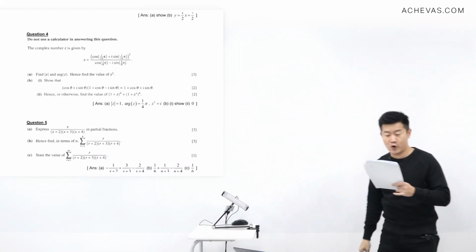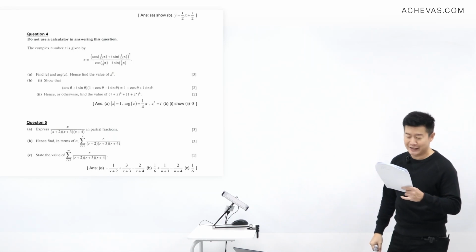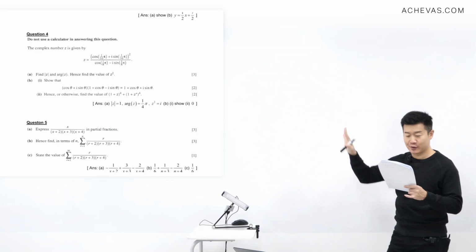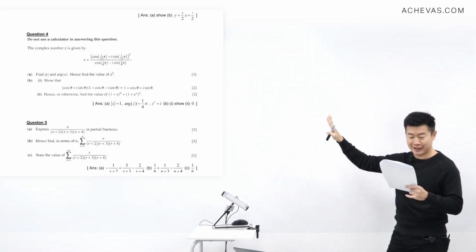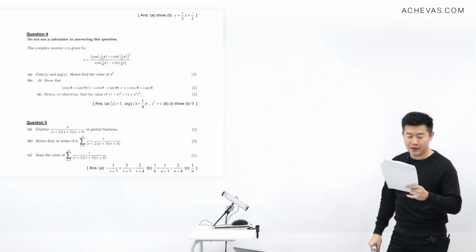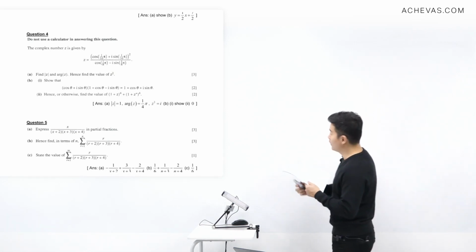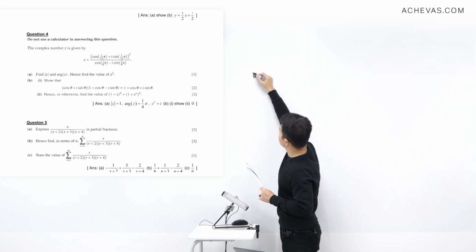Okay, question number 4. This question looks sort of intimidating. Let's give it a try anyway. So we're given this complex number, the intimidating expression that is in front of us right now. We want to find out what is the modulus of z and the argument of z. Let me write down this z first, the one that is given to us.